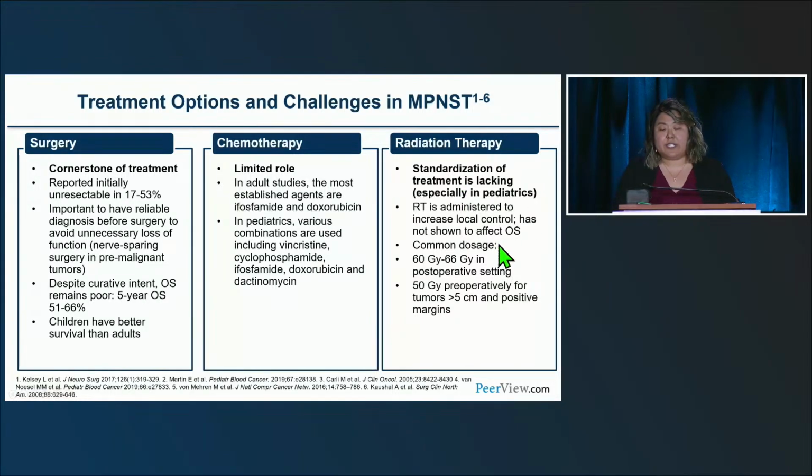And then radiation therapy. So it's really hard. There is a lack of standardization of this as well, especially in the pediatric setting. Some people would say that they would use radiation just for increased local control. I would say definitely that if there is still residual tumor after having had surgery, the radiation therapy can be considered, or sometimes we use it prior to surgery to try to improve more of a resection ability.